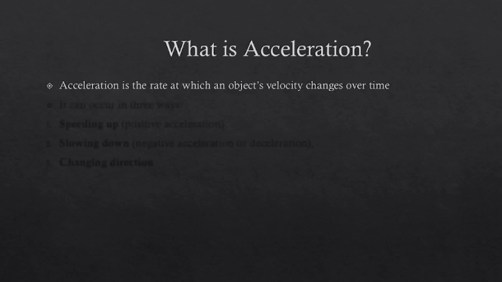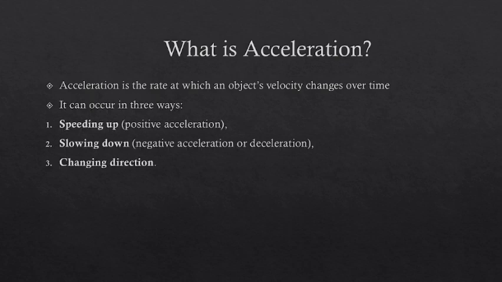What is acceleration? Acceleration is the rate at which an object's velocity changes over time. It can occur in three ways: speeding up, that is positive acceleration; slowing down, that is negative acceleration, also called deceleration; and third, changing direction.